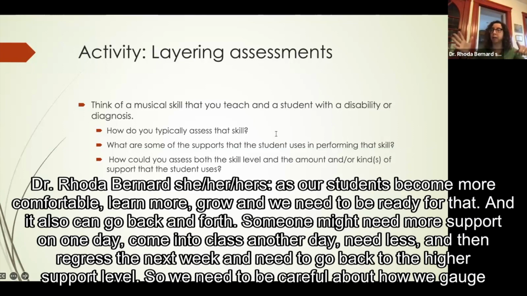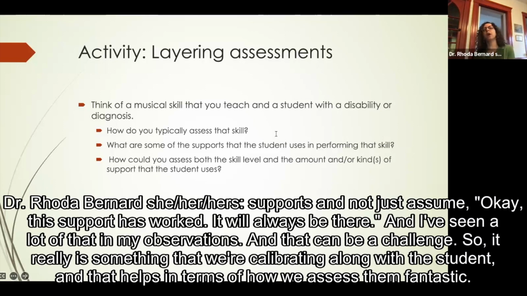And it also can go back and forth. Someone might need more support on one day, come into class another day, need less, and then regress the next week and need to go back to the higher support level. So we need to be careful about how we gauge supports and not just assume, okay, this support has worked, it will always be there. And I've seen a lot of that in my observations, and that can be a challenge. So it really is something that we're calibrating along with the student, and that helps in terms of how we assess them.